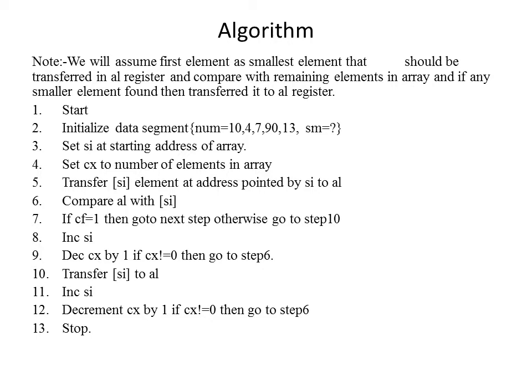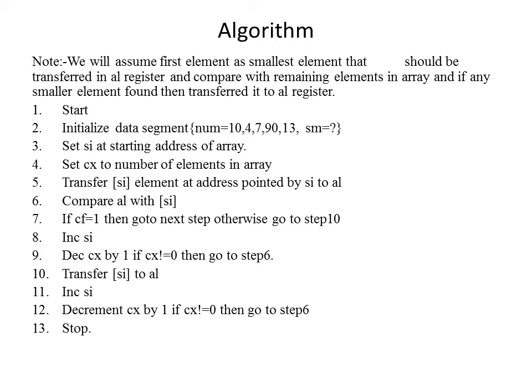Actually we are going to compare the first element with the next element, but for simplification purposes I have used one more extra comparison here, where the first element is compared with the first element. Actually no change will happen because the first element is actually the smallest element and that element is also present in the AL register. So that element is compared with itself only, in the first iteration. So no change will happen.